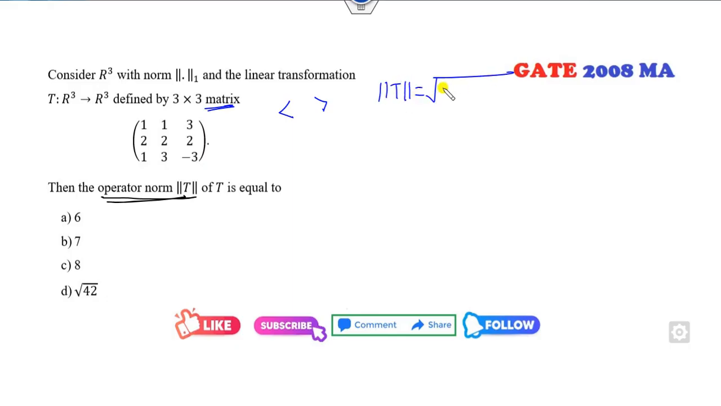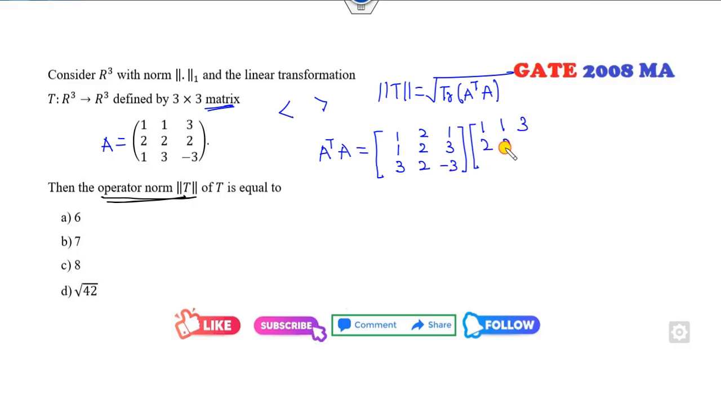It's the square root of the trace of A transpose into A. So I can find A transpose into A if I call this my matrix. So what is the A transpose? 1 1 3, 2 2 2, 1 3 minus 3, into A, which is 1 1 3, 2 2 2, 1 3 minus 3. Now since my target is to find the trace, I need to find only the diagonal entries. So look at the first diagonal entry.